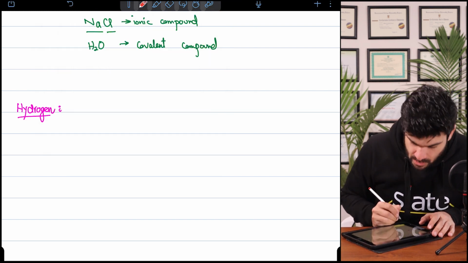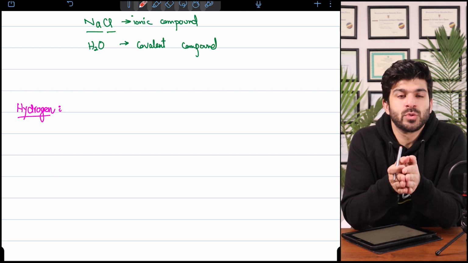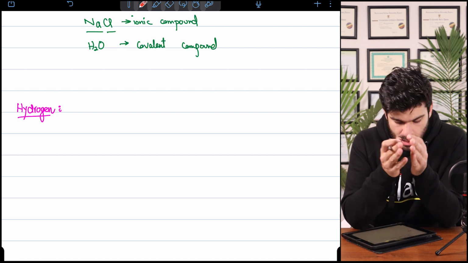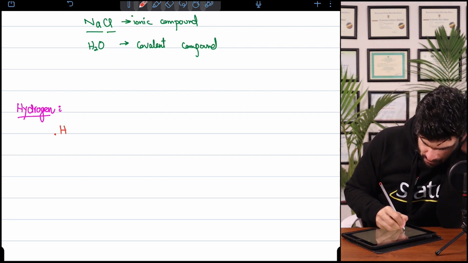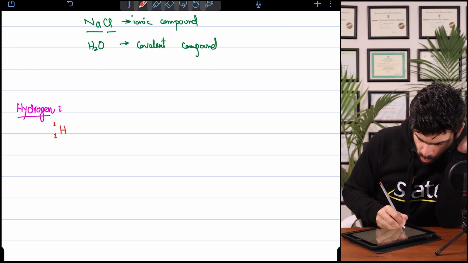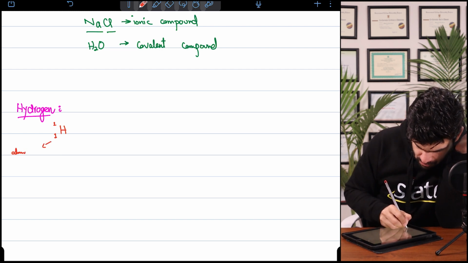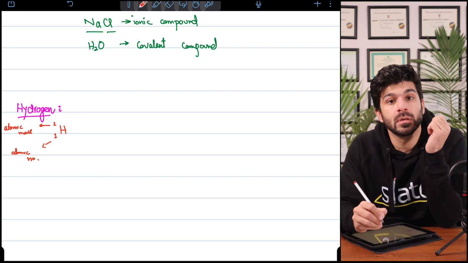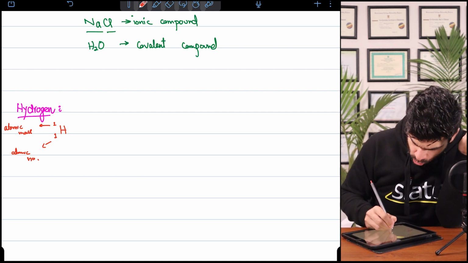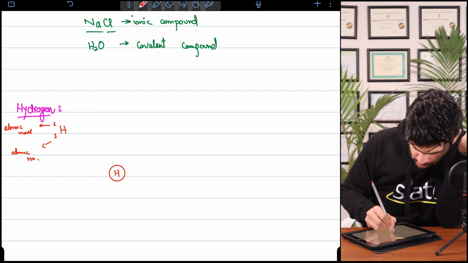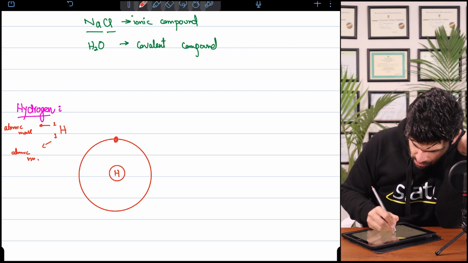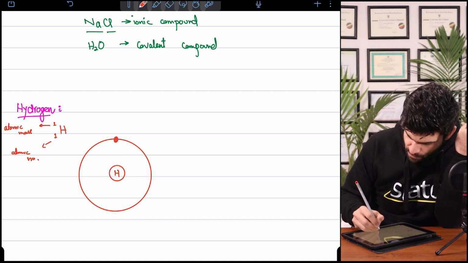Hydrogen. The electronic configuration is very important to understand covalent bonding as well, just like ionic bonding. So we know about hydrogen: one is the atomic number and one is the atomic mass. If the atomic number is 1, it means that we just have one electron. So hydrogen has just one electron.